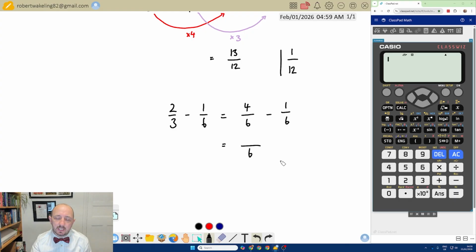The denominator stays the same, and 4 take away 1 is 3, and we can simplify because 3 and 6 both have a factor of 3. So 3s into 3 go 1, and 3s into 6 go 2.